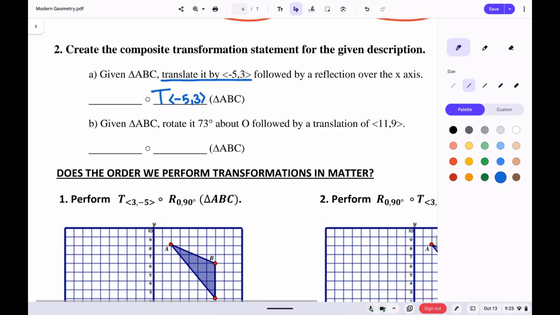Okay, then it says followed by a reflection over the x-axis. I use R for reflection, but is it a big R or a little r? Little. Good, little r. And then in my subscript, it's what I'm reflecting over. What are they saying I'm reflecting over? The x-axis. So I'm just going to write x-axis right there. Perfect. Okay, you guys try B.